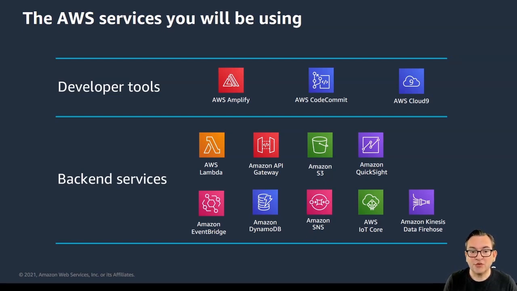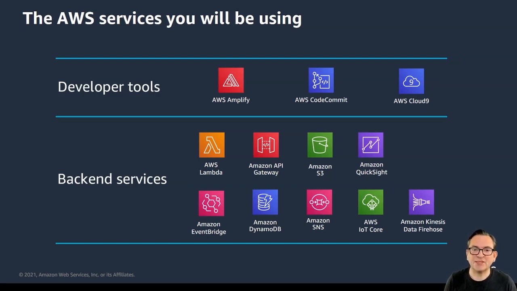EventBridge is one of the newer serverless services. It's a serverless event bus, and it makes it easier to decouple parts of the backend to help keep our services simple. It also makes it easier to add new functionality down the road. DynamoDB is a low latency, high throughput NoSQL database. It's the database behind the Innovator Island application.